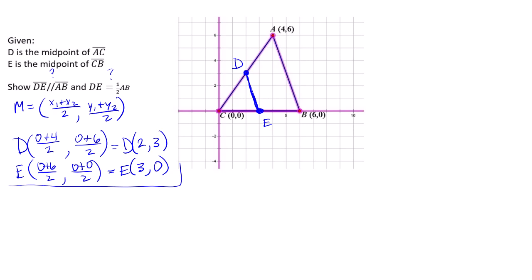So I want to show, is DE parallel with AB, right? This is what we're trying to determine. And so first we'll find the slope. We use M for slope, right? I'm going to find the slope of DE. So we'll call these the 2's and these the 1's. So we'll do y2 minus y1, 3 minus 0, over x2 minus x1.